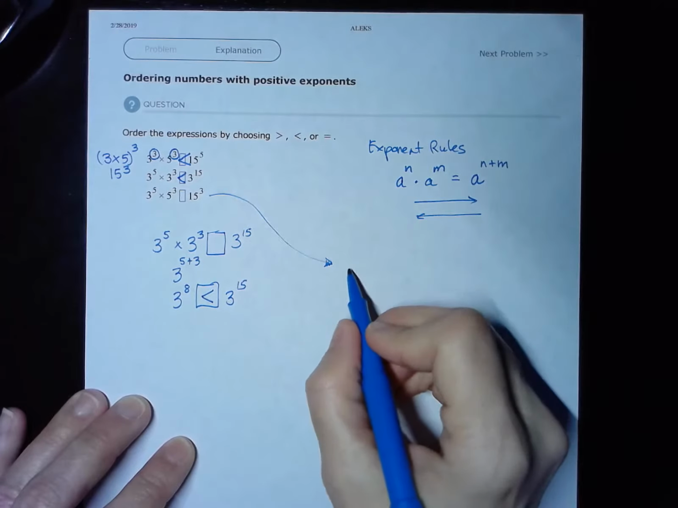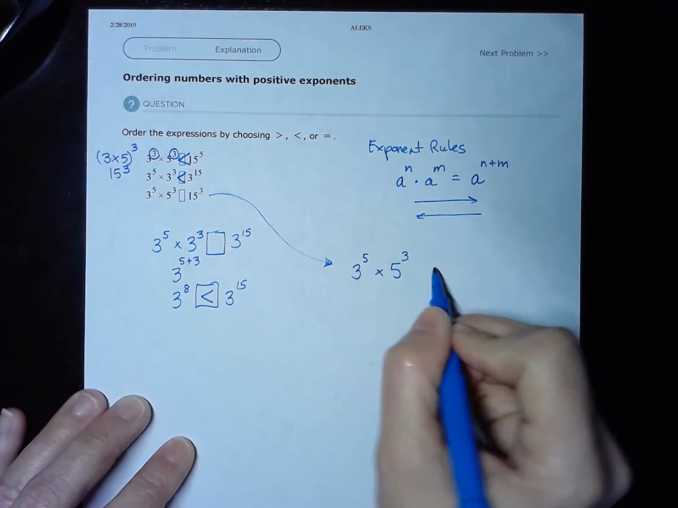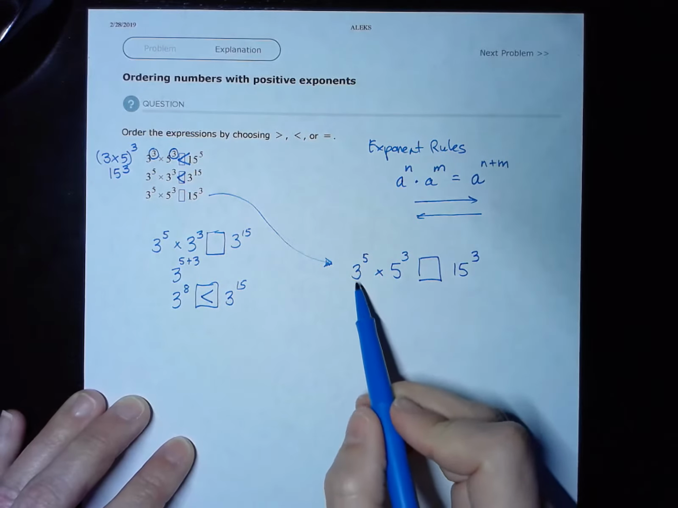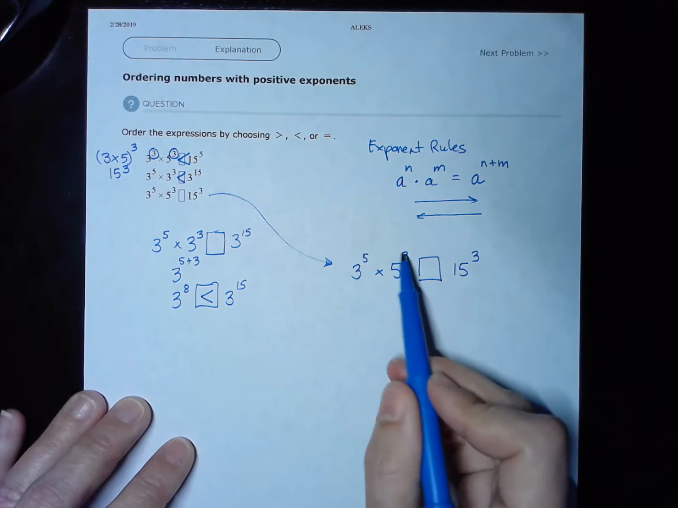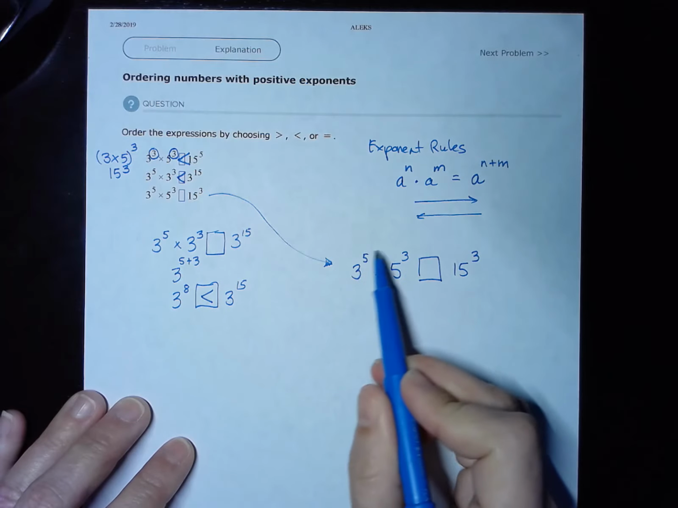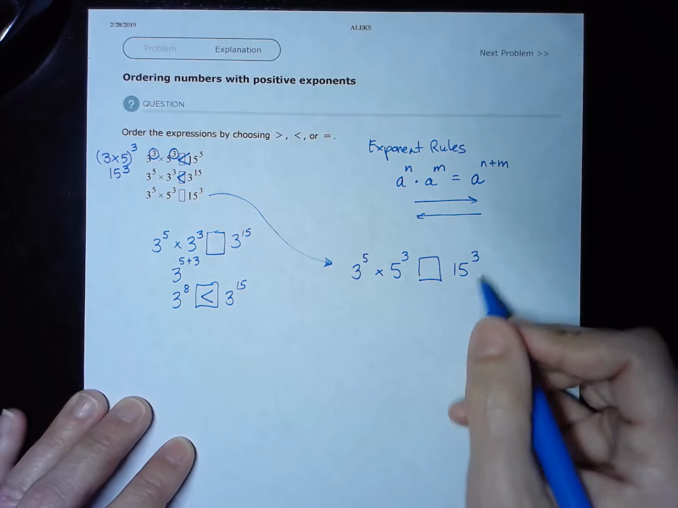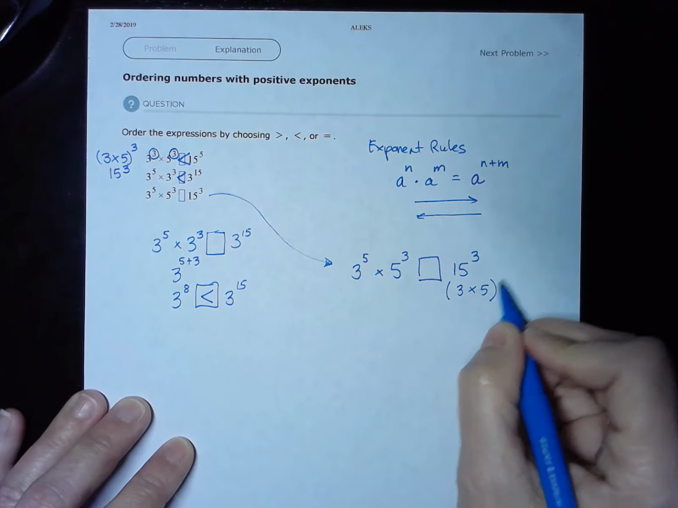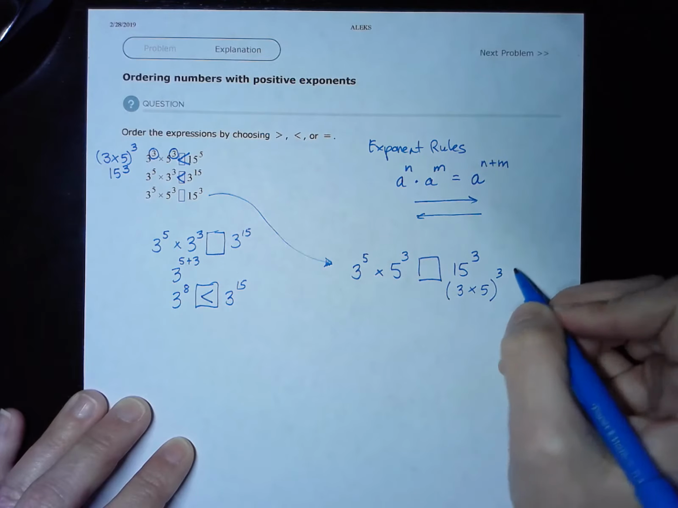Okay, so for the last one, I have 3 to the 5th times 5 to the 3rd, and I want to compare that to 15 to the 3rd. Well, I can't do anything on this side because my bases are different and my powers are different. So I'm just going to have to leave this as is. But when I come over here, I know that 15 has factors of 3 and 5. So if I wanted to, I could write this as 3 times 5, because 15 is 3 times 5, raised to the third power. So that's one of my next exponent rules.